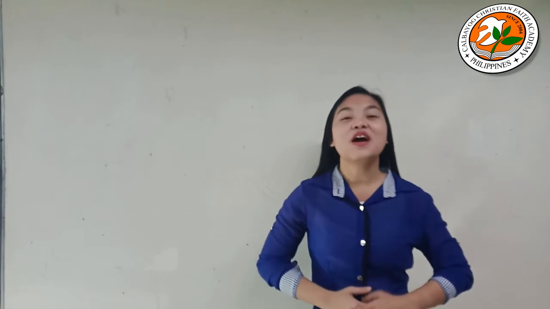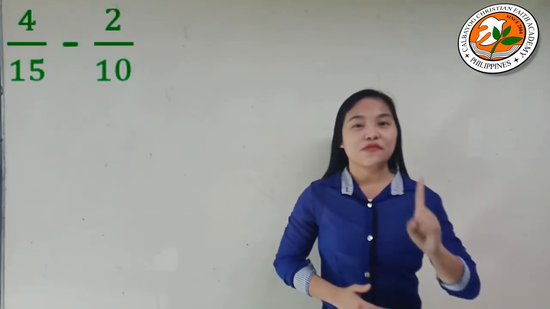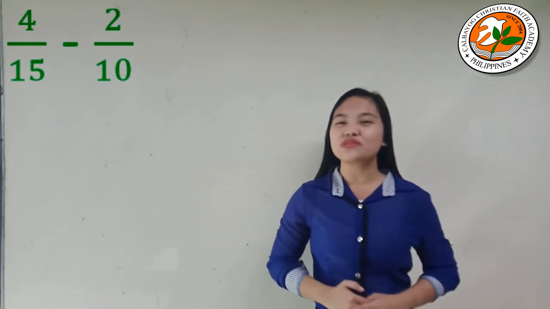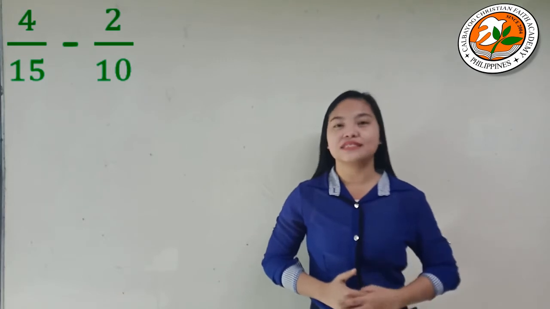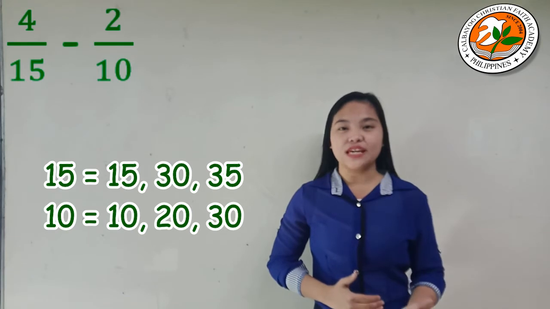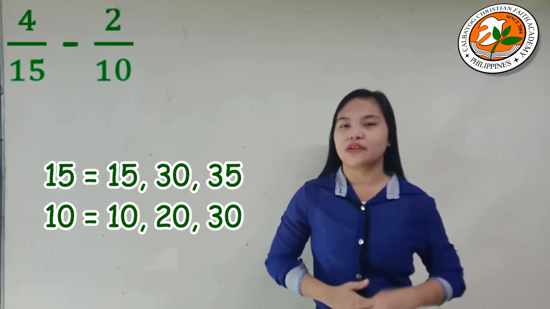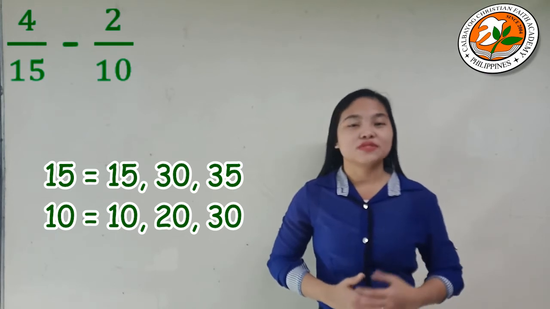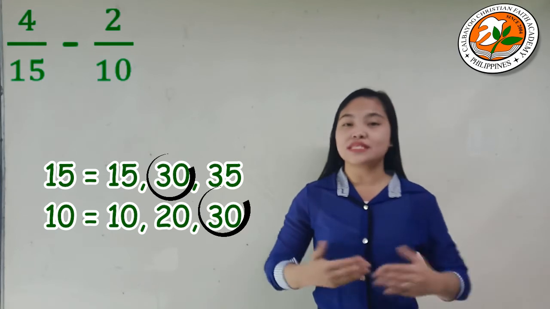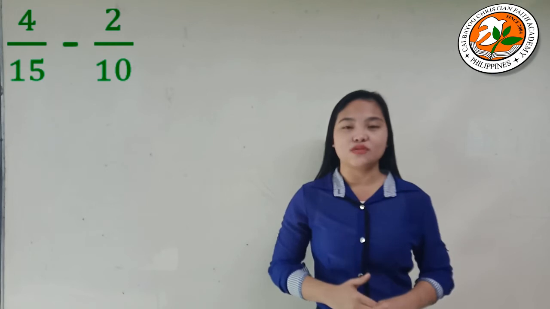Another example, 4 over 15 minus 2 over 10. So the first step, we have here, find the LCD by writing the multiples of 15 and 10. So we have here the multiples of 15, which are 15, 30, 45, and so on. Next, the multiples of 10 are 10, 20, 30, and so on. So since you have already the same multiple, then that is the least common denominator.